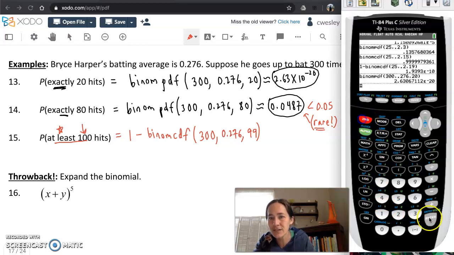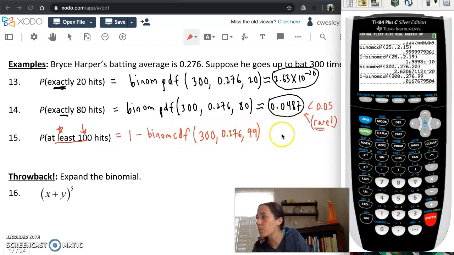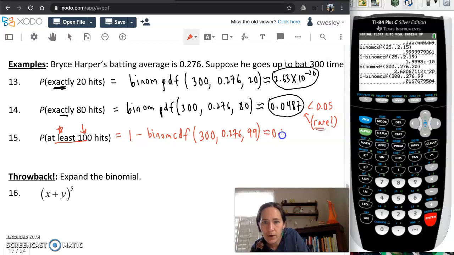Sometimes I just hit second and enter a couple times, so I could just bring up the previous entries. I'll just edit what I already had here. 1 minus a CDF of, let's say, 300. This time I'll use the comma key, right next to the parentheses, 0.276, and then comma, we want to add up to 99 and subtract those off. So hit enter, and you get 0.0168. So about a 2% chance, definitely a rare chance of that happening.